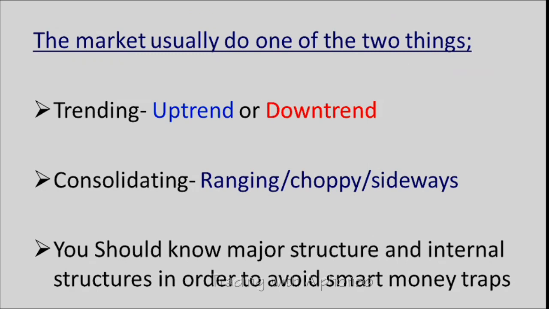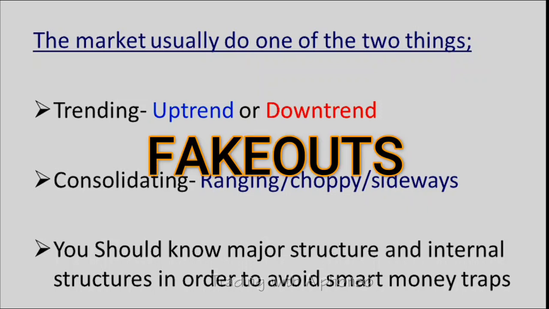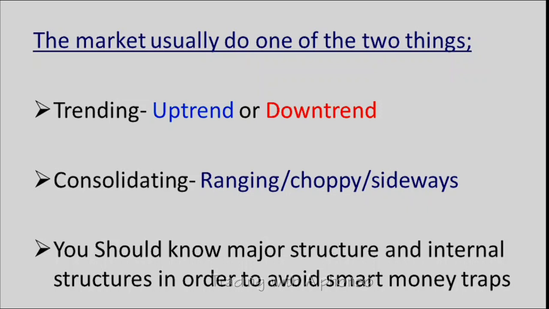The market is usually doing one of two things: either trending to the upside, that is uptrend, or trending to the downside, that is downtrend. Or the market can be consolidating, what we call ranging or choppy. You should also understand internal structures in order to avoid smart money traps and avoid trading fakeouts. So let us go to the charts and see the illustrations of different types of market structure.